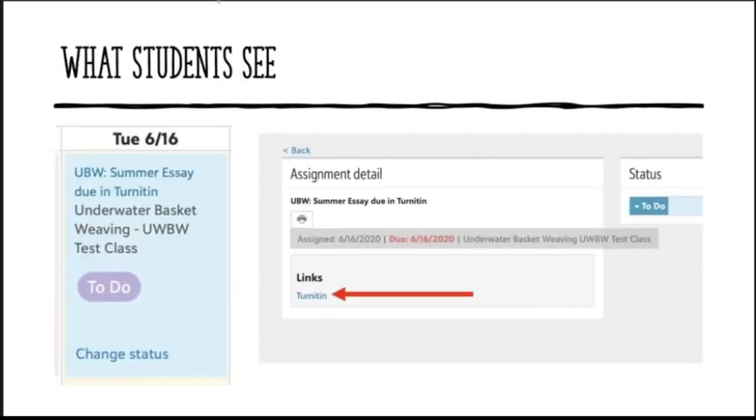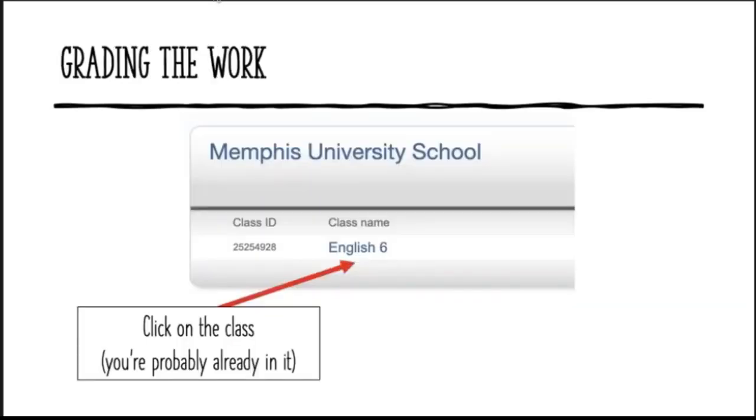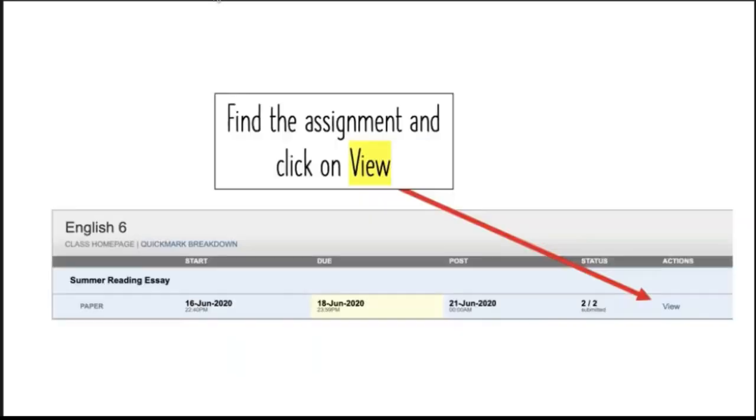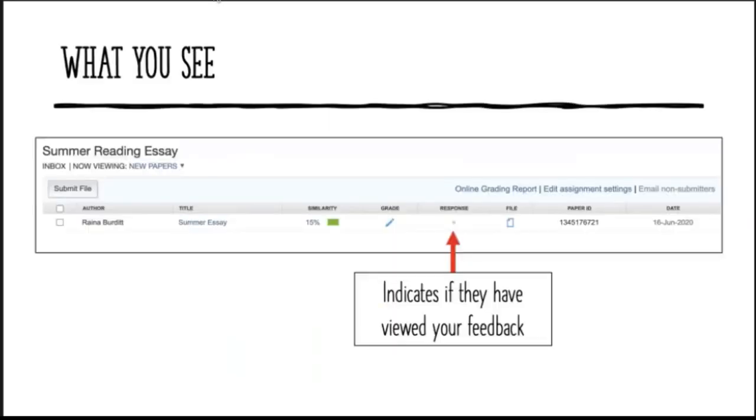So here's what the students would see then. Here's my assignment. When I click into it, I have the link right there, turn it in. So there shouldn't be any confusion about where to go or what to do. Now for you to grade the work, you would click on the class title. You're probably already in the class right now, but just knowing, for grading work, you would go in there and click view.